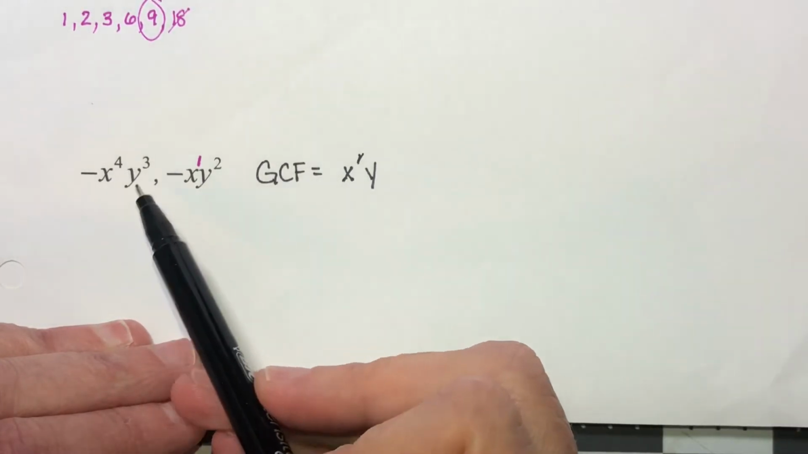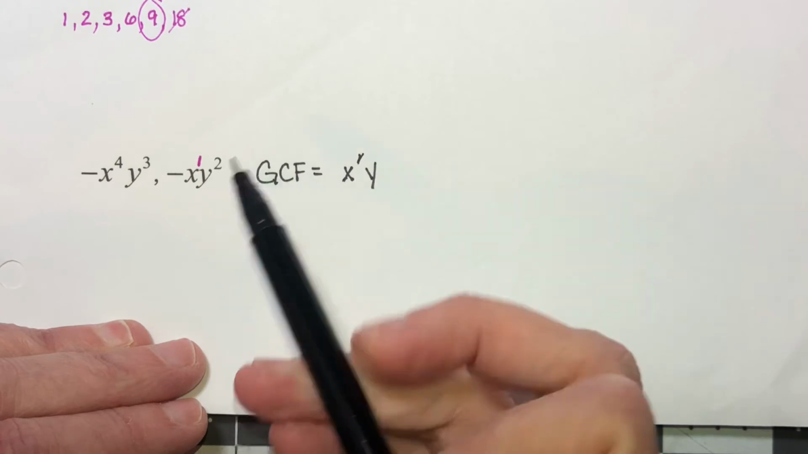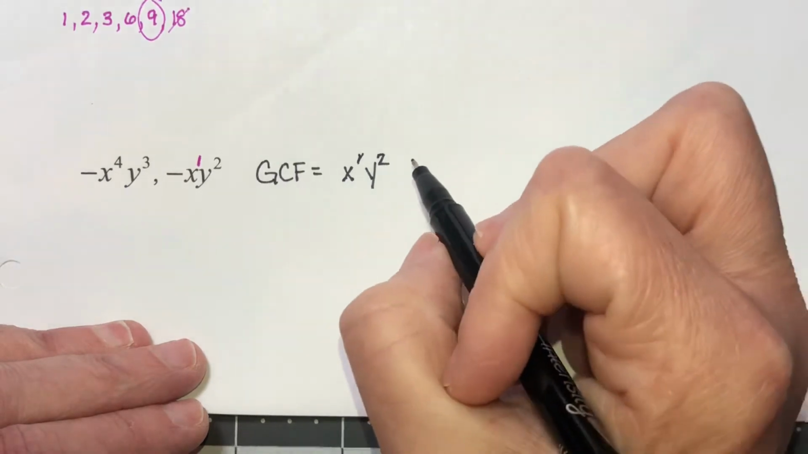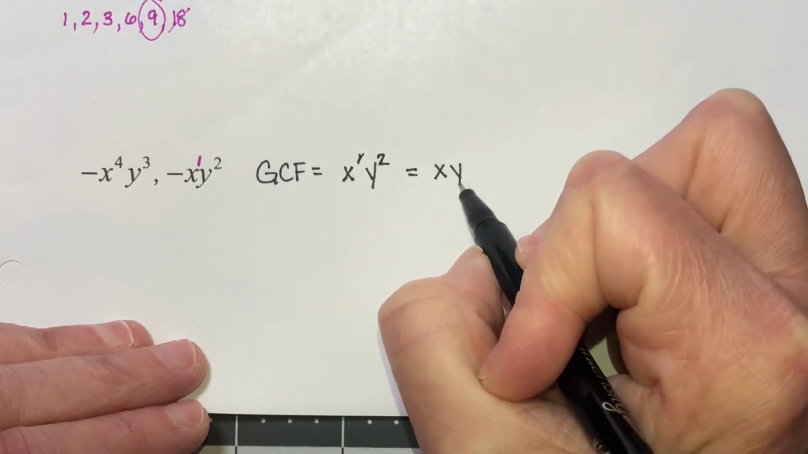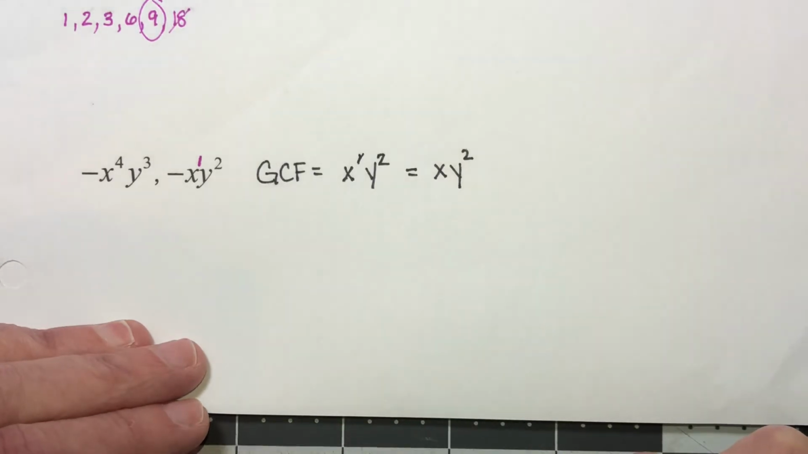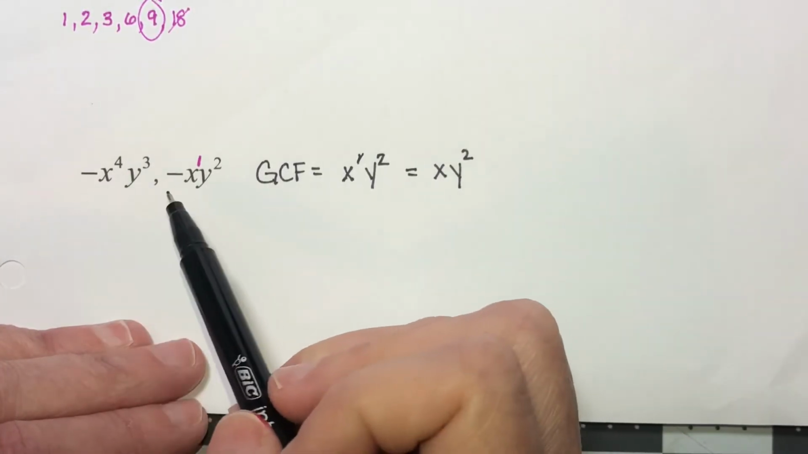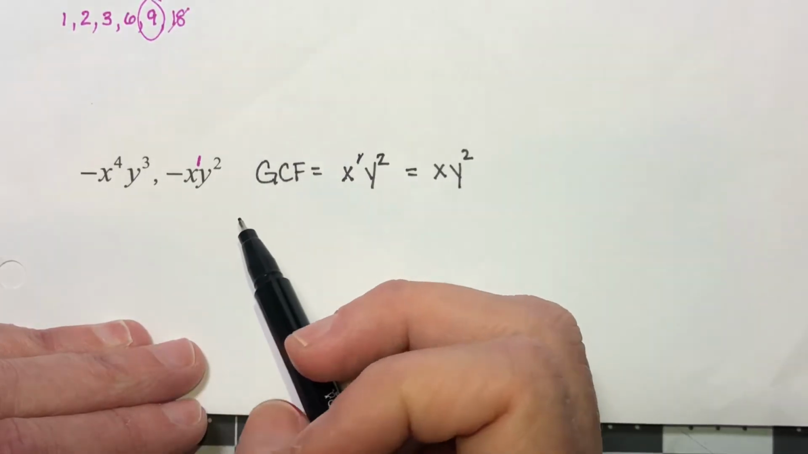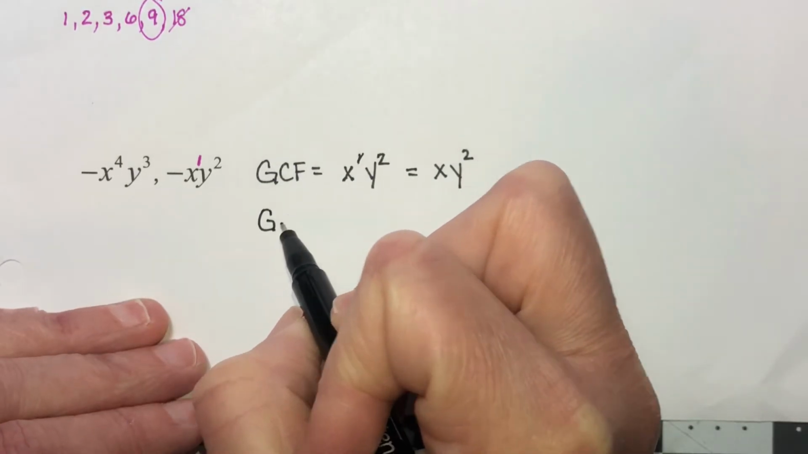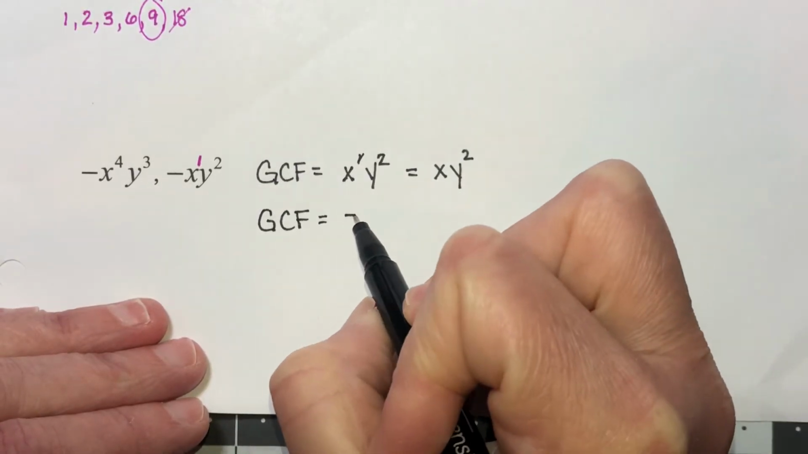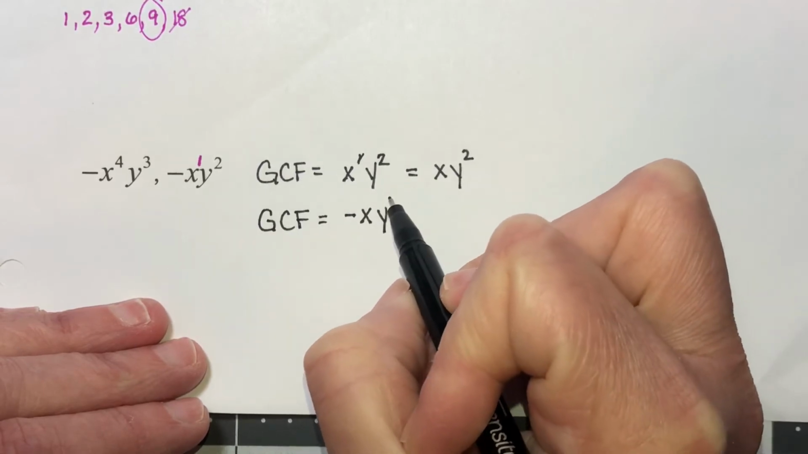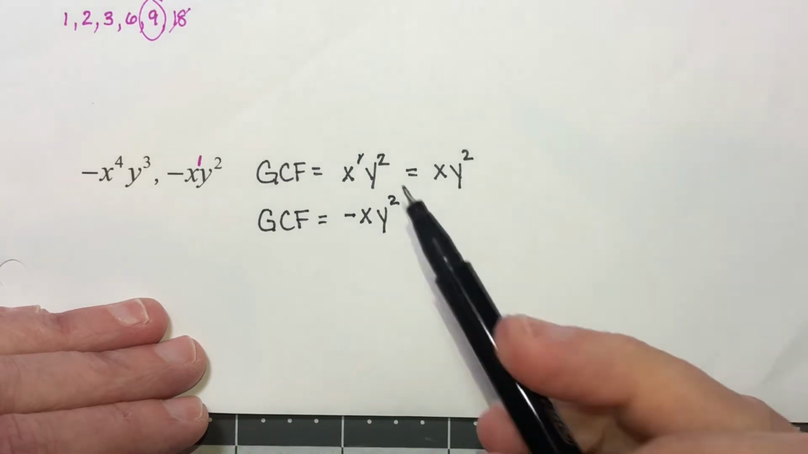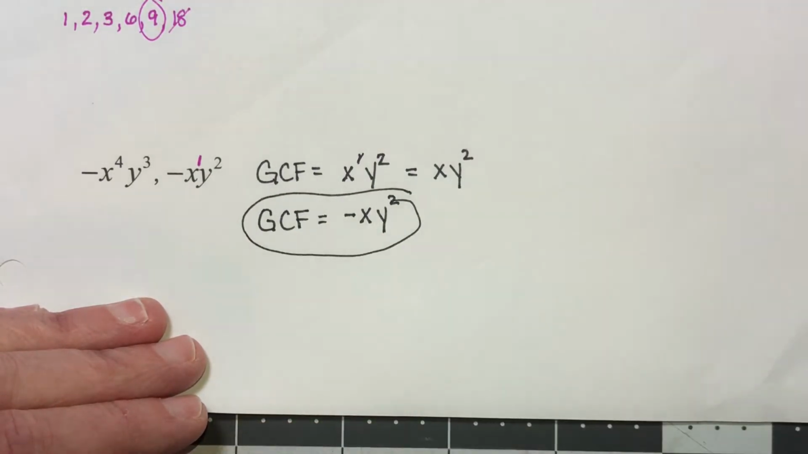Now do the same thing for the y. Here I have a 3, here I have a 2. So 2 is smaller than 3. So written better, I have x y squared. That's a GCF. Now you might be wondering about the negative. You always have the option of putting a negative in there. So you could have a negative GCF and you would just put a negative in front of it. It's like you're saying both of these are divisible by -1. Okay, this is also an important idea in a little bit.